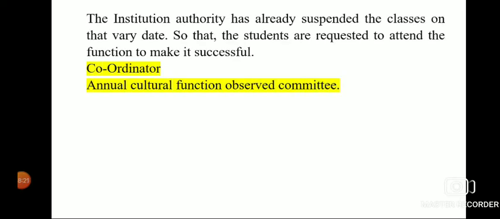The institution authority has already suspended the classes on that very day, so the students are requested to attend the function to make it successful. Annual Cultural Function Observance Committee.